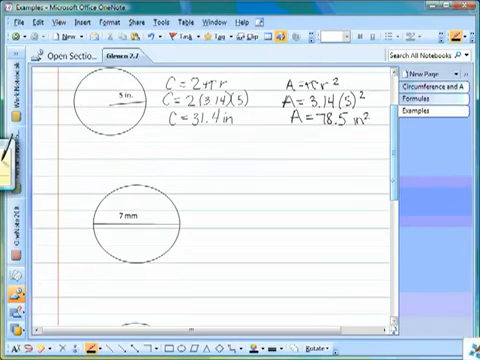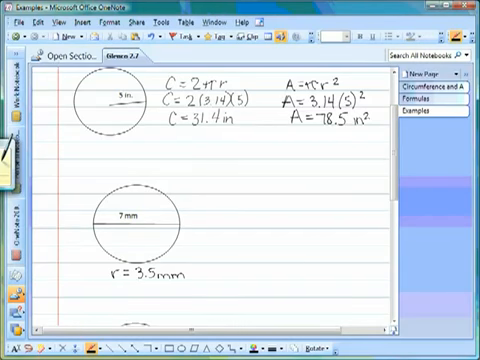Okay, here's our next example. In our next example, they give us the diameter. The diameter goes all the way across the circle, and we know that in our formulas, we need to know the radius. So in order to find the radius, we have to take our diameter, which is 7, and divide it by 2. 7 divided by 2 is 3.5, so our radius is 3.5 millimeters.